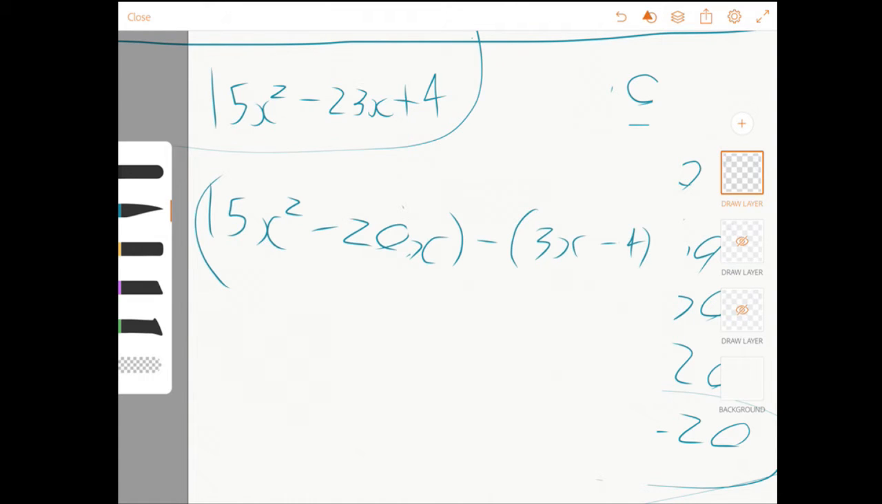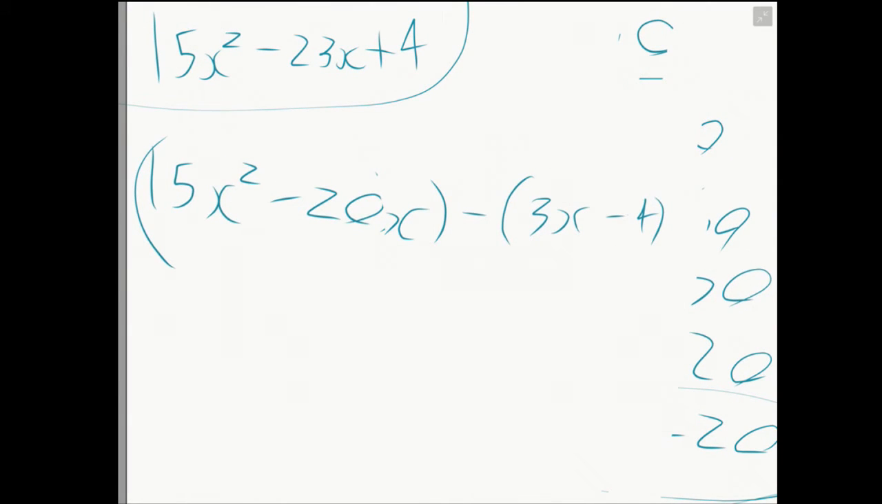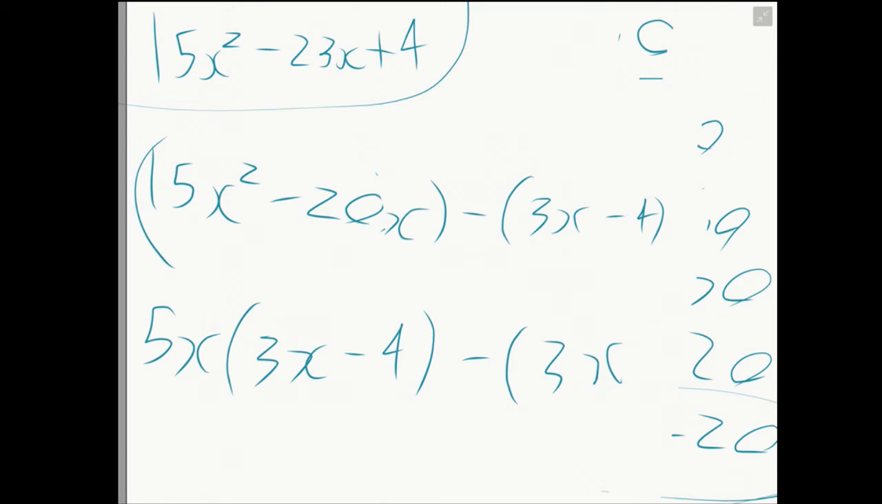Okay, let's divide. What's the greatest common factor of 15x squared and 20x? Well, quite clearly that would be 5x. Oops, that's a 2. 5x, 3x minus 4. And what is the greatest common factor of 3x and 4? Well, there is none, so we're just going to leave it like that. 3x minus 4. Wow, that 20 is interfering.